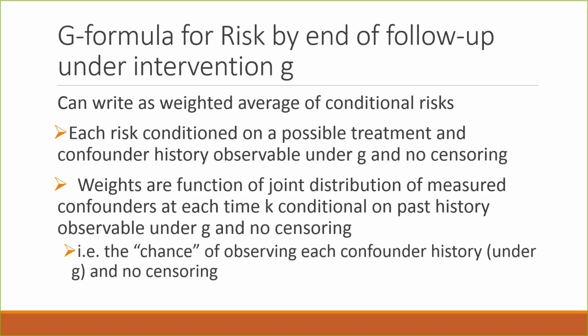And so again, it's a weighted average where the weights are a function of the joint distribution of the measured confounders at each time, conditional on a history observable under g or consistent with g. Again, possibly X equals 350 and no censoring. So we can more intuitively think of those weights, that joint distribution, as just the chance of observing each confounder history that we've just enumerated. So you're weighting by the chance of observing that in the population.